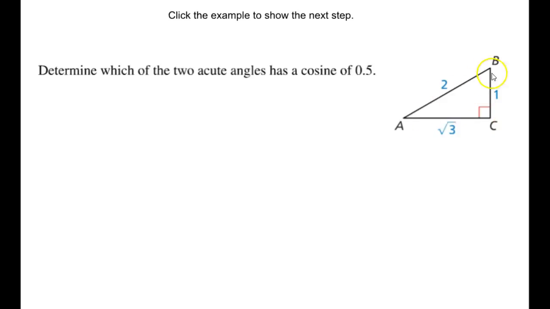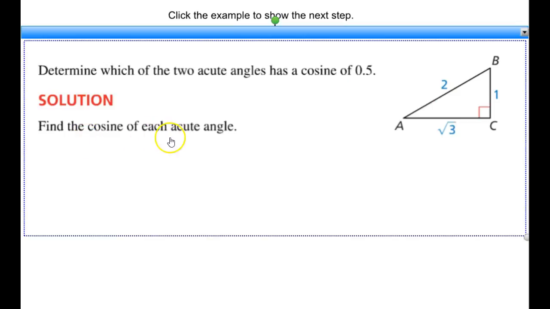So I'm given a triangle, and I can see here that this is one of my special right triangles, so that can come into play later as well. But first we are trying to figure out which of the two angles has a cosine of 0.5. So first I have to find the cosine of each acute angle. So I see that the cosine of A is the adjacent over the hypotenuse, right? So here's A, here's my adjacent over the hypotenuse, so the square root of 3 over 2, which is approximately 0.8660, which is not 0.5, so let's check the angle B.